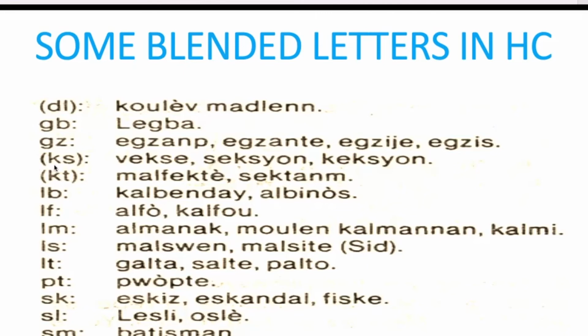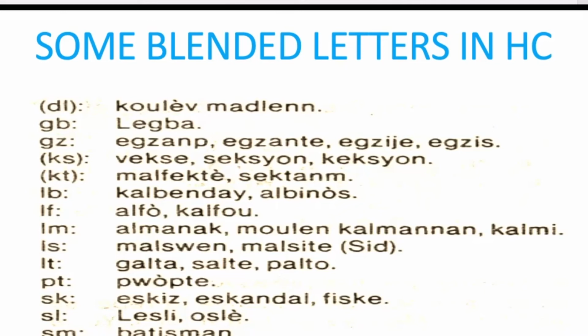Next we have KS again. Vexer, vexion, kexion. Then we have KT, malfecte, sectum. Then we have LB, lb. So calbendai, albinos. LF, we have alpha, calfu.